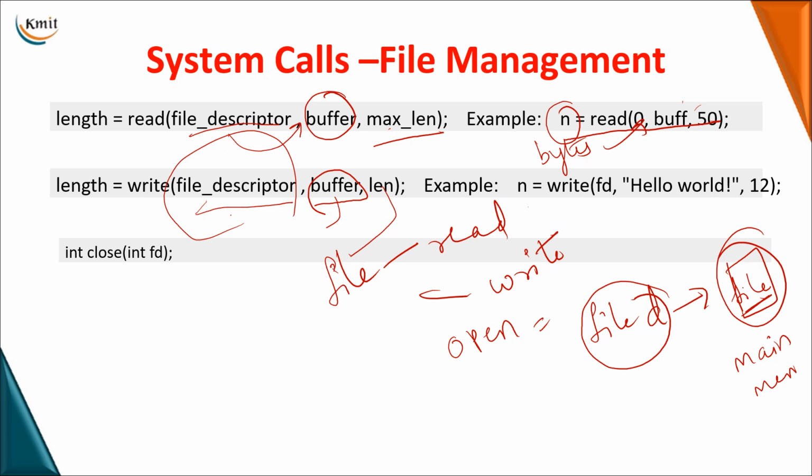So if you just see this example here, n is equal to write on this file which is being pointed by fd. You have a file here. What you are writing is a word, hello, and this is the size of this particular text. And you finished performing read and write operation.